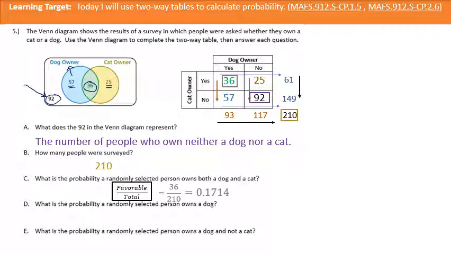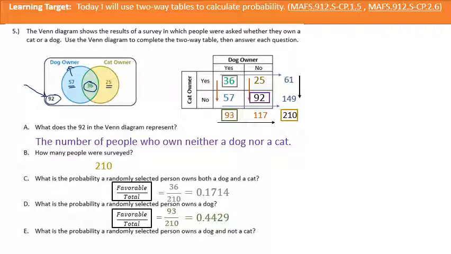D, what is the probability that a randomly selected person owns a dog? So they're going to say own a dog. Does it say anything here in D about a cat? No, it doesn't. So these people could say yes to a cat or no to a cat. So how many people own a dog, period? That's 93. So our probability is the number of favorable outcomes over the total outcomes, which is going to equal 93 over 210. And that's going to equal 0.4429. Done and done. Again, they don't say, so I'm just going to leave it as a decimal.